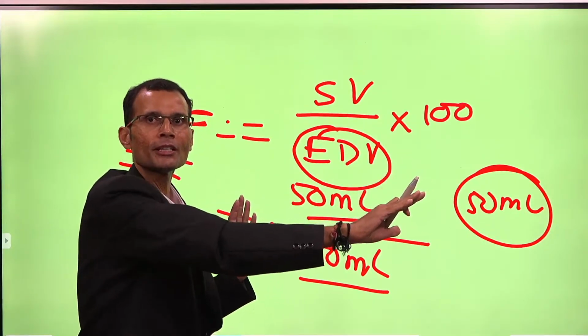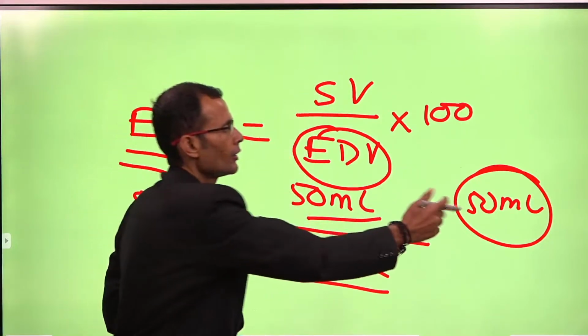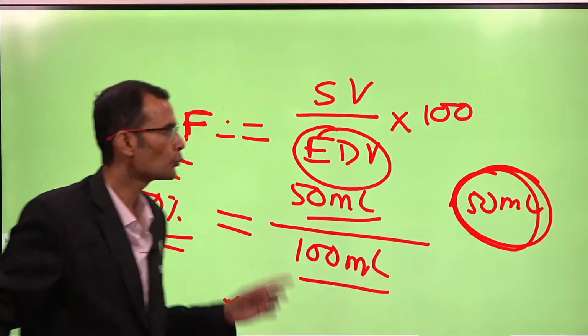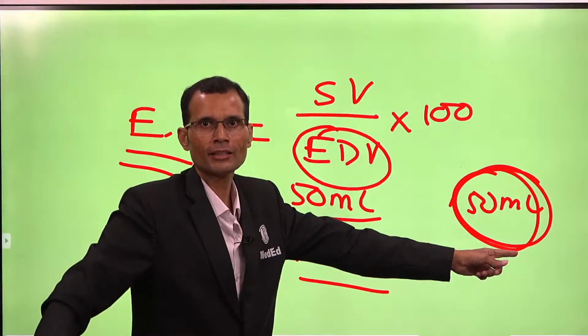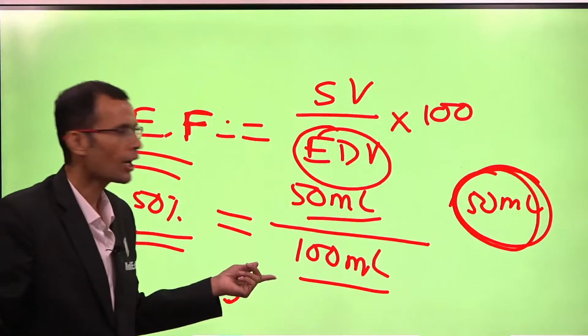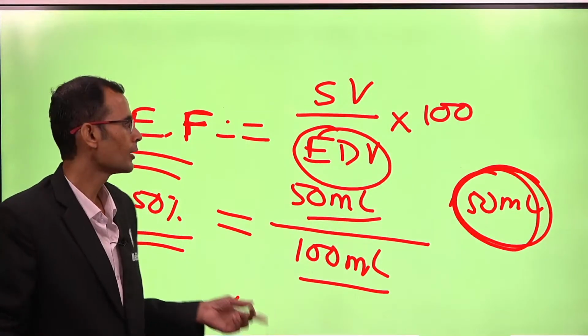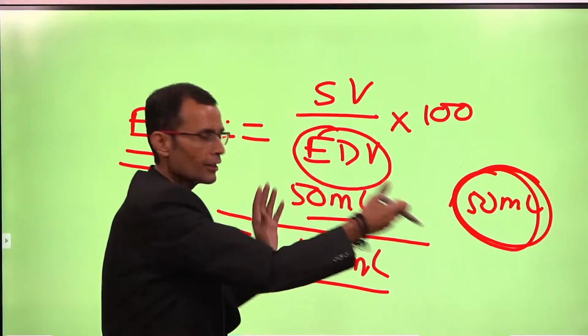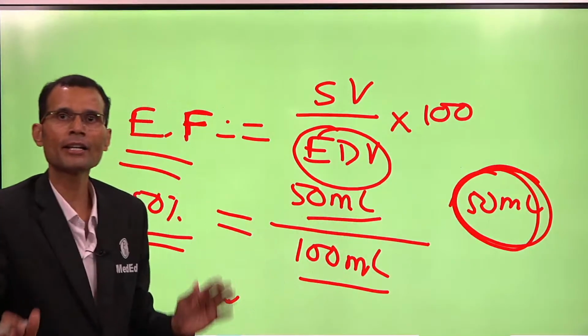what remained was the end systolic volume. 50 ejected out, and what remains is the end systolic volume, which is the 50 ml. So they had already given the end systolic volume. Then you have to calculate how much was the end diastolic volume. Yes, 50% ejected out, 50% remained, so 50-50, and that's 100 ml was the end diastolic volume.